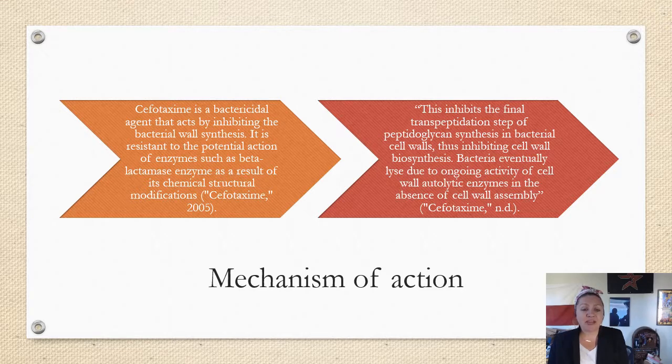The mechanism of action, let's discuss that. Cefotaxime is a bactericidal agent that acts by inhibiting the bacterial wall synthesis. It is resistant to the potential action of enzymes, such as beta-lactamase enzyme, as a result of its chemical structural modifications. This inhibits the final transpeptidation step of the peptidoglycan synthesis in bacterial cell walls, thus inhibiting cell wall biosynthesis. Bacteria eventually lyse due to ongoing activity of cell wall autolytic enzymes in the absence of cell wall assembly.